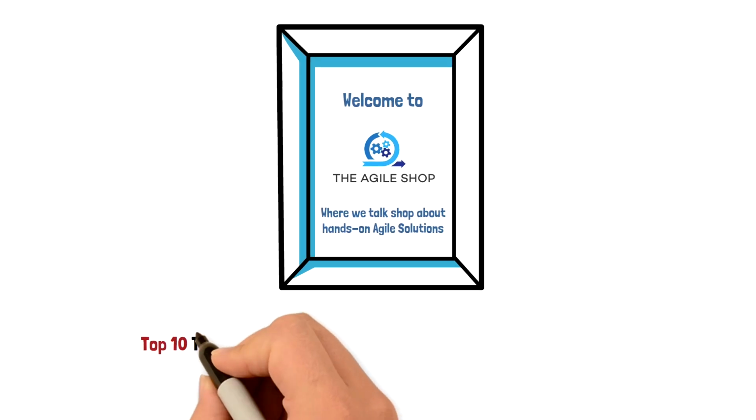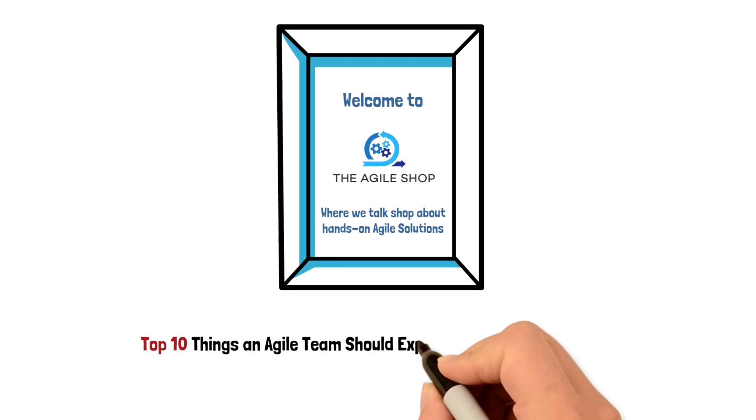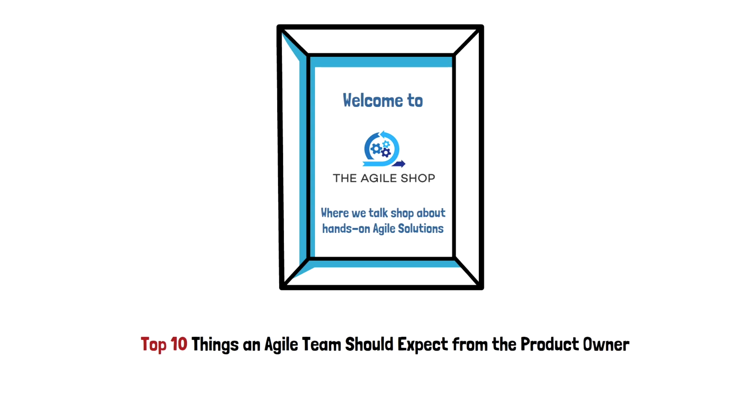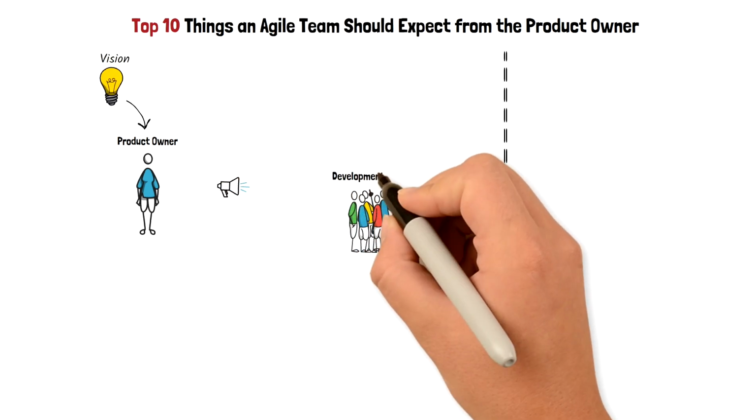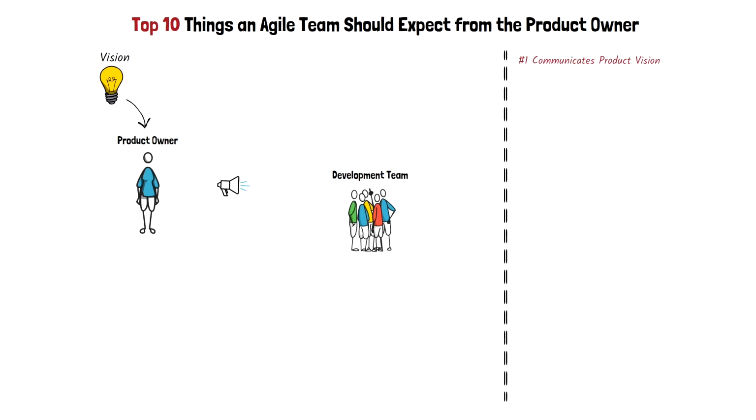In this video, we will cover the top 10 things an Agile team should expect from the product owner. The product owner should be the most knowledgeable person of the product vision. They should communicate this vision to the team. The product owner should know what problems the product will solve, who the audience is, and the overall benefit of this product.